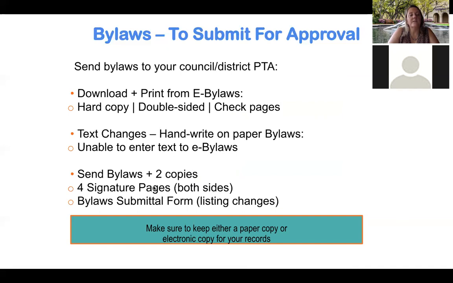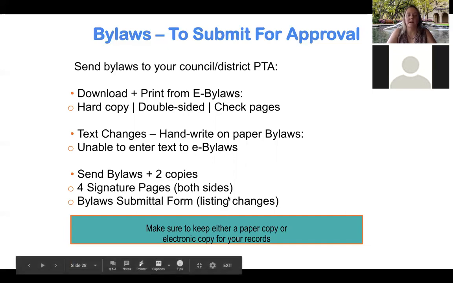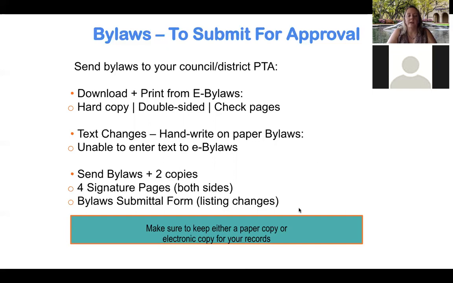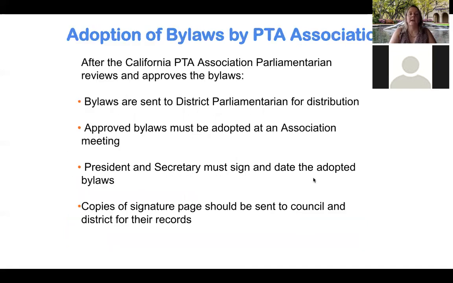So 2 copies plus 4 additional signature pages printed on both sides. Whatever is on the other side of that page in the full copies of your bylaws, you want 4 additional sheets of that paper, plus the bylaws submittal form from First District. And then you want to keep a copy for your records as well, so that you know what it is that you sent up. And then after they sign them, they come back to you through me. And then you must give 30 days notice that you're going to be doing adoption of new bylaws.